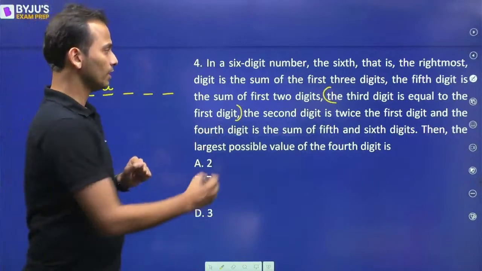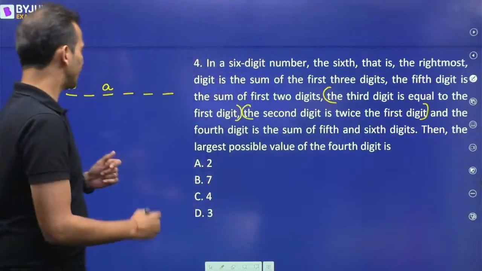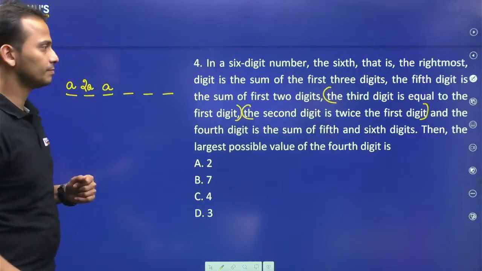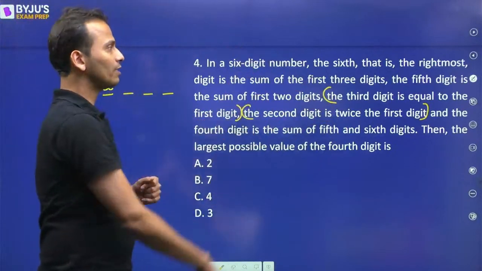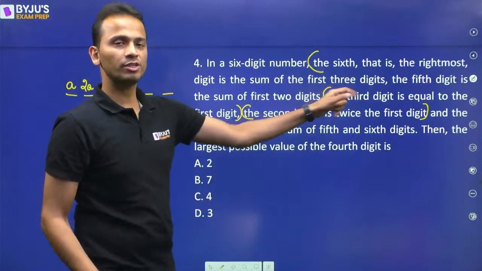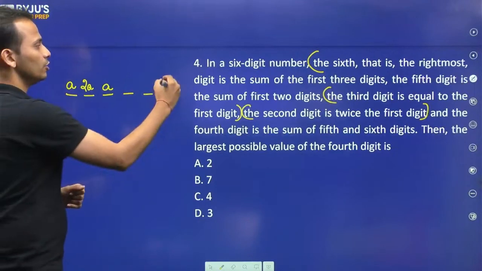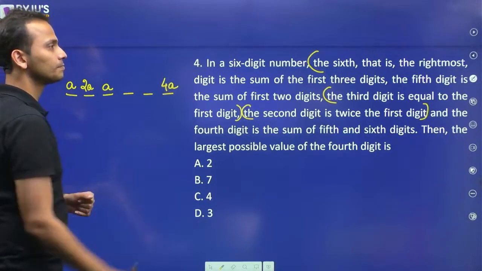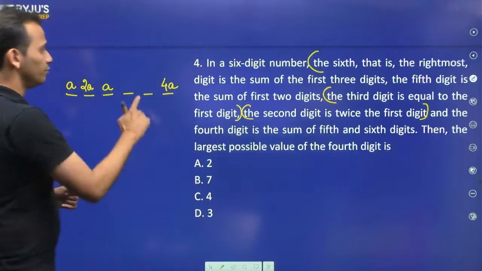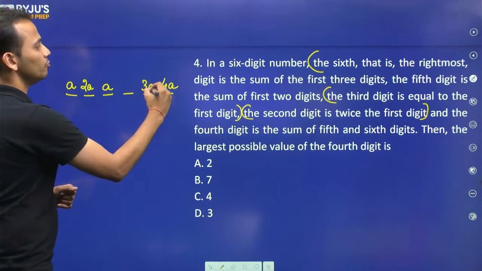The second digit is twice the first digit. So this will be twice of A. Then I'll go back to the beginning. The sixth digit is the sum of the first three digits. So the sixth digit, that means the rightmost digit, is the sum of these. So it will become 4A. The fifth digit is the sum of the first two digits. That means it will be 3A.